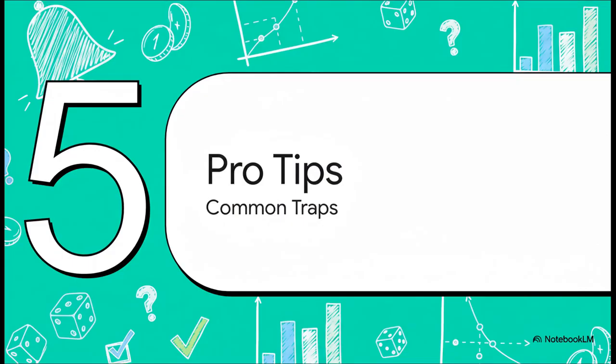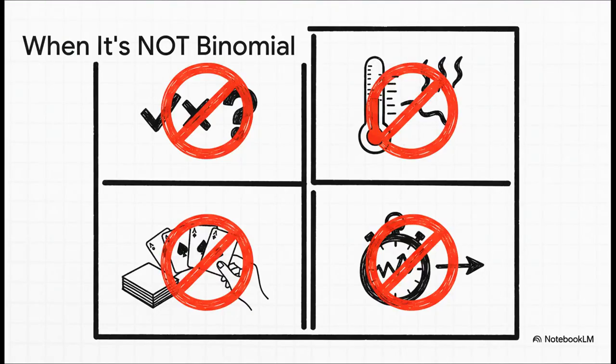Okay, we're almost there. Let's finish up with some quick pro tips and the most common traps to watch out for. This is the stuff that separates a B from an A, so listen up. First up, when should you absolutely not use the binomial model? Simple. If any of your BINS conditions aren't met. If there are 3 possible outcomes, it's not binary. If you're drawing cards without putting them back, the trials aren't independent. If the probability changes from one try to the next, it fails the S condition. Knowing when the tool doesn't work is just as important as knowing how to use it.